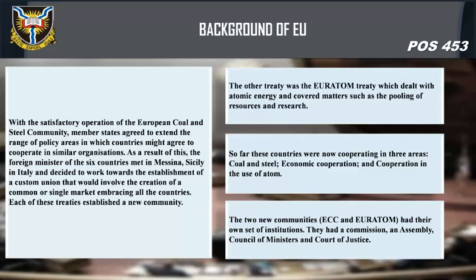The other treaty was the Euratom Treaty, which dealt with atomic energy and covered matters such as the pooling of resources and research. So far, these countries were now cooperating in 3 areas: coal and steel, economic cooperation, and cooperation in the use of the atom. The 2 new communities, EEC and Euratom, had their own set of institutions. They had a commission, an assembly, council of ministers, and court of justice.